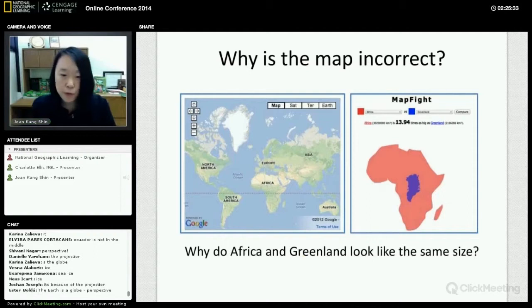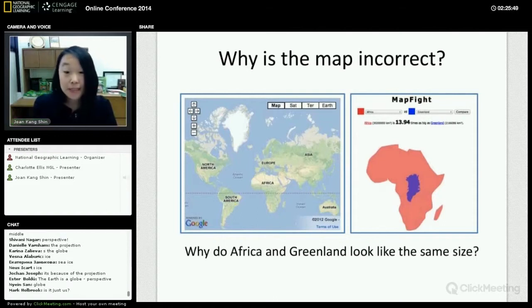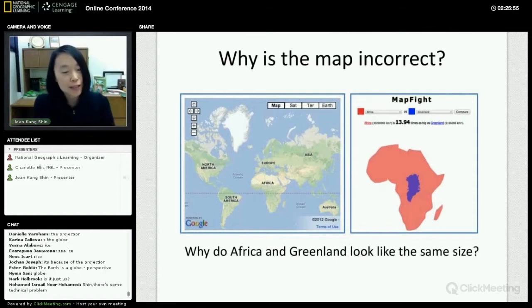And maps were created based on this line rather than what's down here, which is the equator. So what happens if you create the map based on this line is everything in this area looks much bigger. Everything below, especially below the equator, looks much smaller than it actually is. So why is that? Why are we using a map that's not quite accurate? That's what you might want to get your students to think critically about.